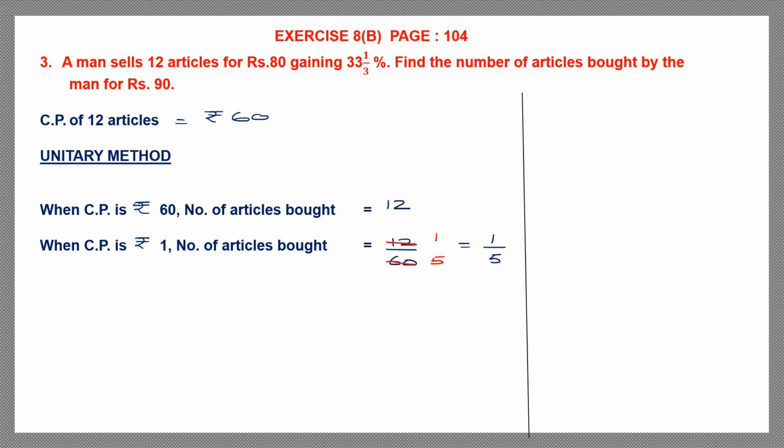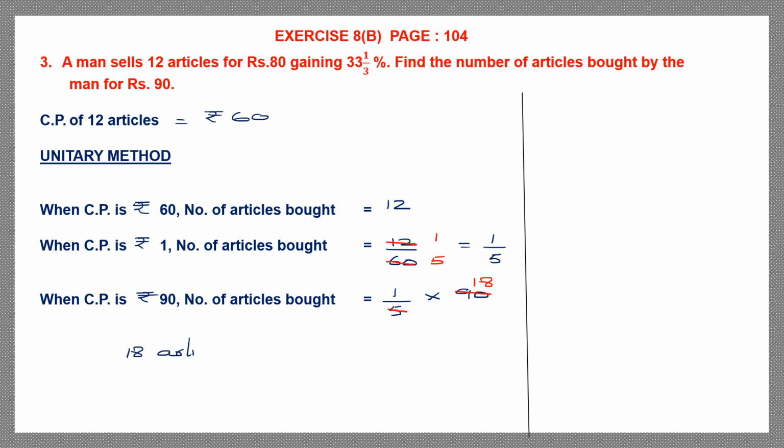So now we are asked to find how many articles were bought for 90 rupees. So we can say when the cost price is 90 rupees, the number of articles bought is, when the cost price is 1 rupee it is 1/5, so when the cost price is 90 rupees, we multiply this by 90. Now cancel: 5 into 18 is 90. That means 18 articles were bought when the cost price was 90 rupees. So this is our answer when we work it out in the unitary method. This is the way to do it.